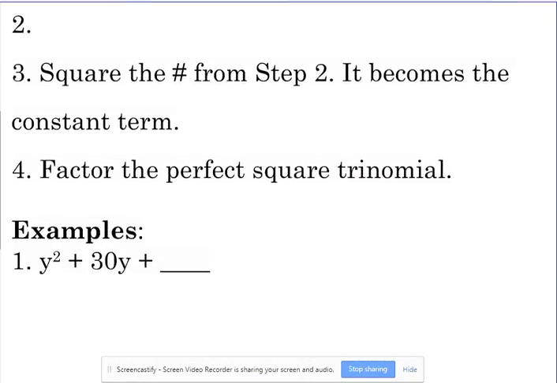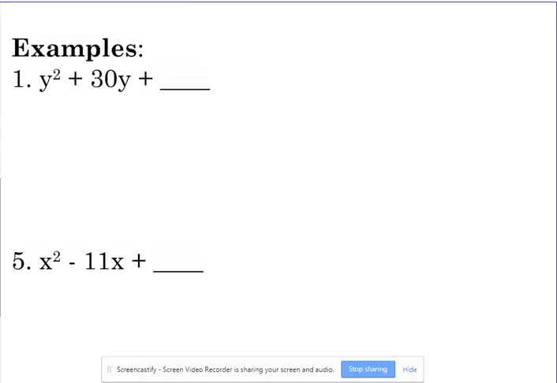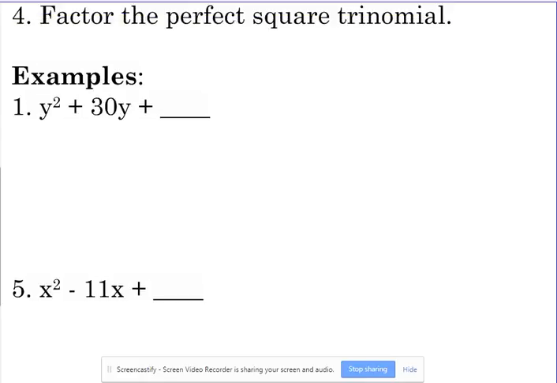So look at number 1 there on your worksheet that I handed to you. They've given us y squared plus 30y plus, they leave a blank. What they're wanting us to do here is complete the square. Figure out, well, what number can I put right there that will make that a perfect square trinomial, okay? So a is 1, y squared has a coefficient of 1 in front of it. So we can proceed with step number 2, where we divide 30 by 2.